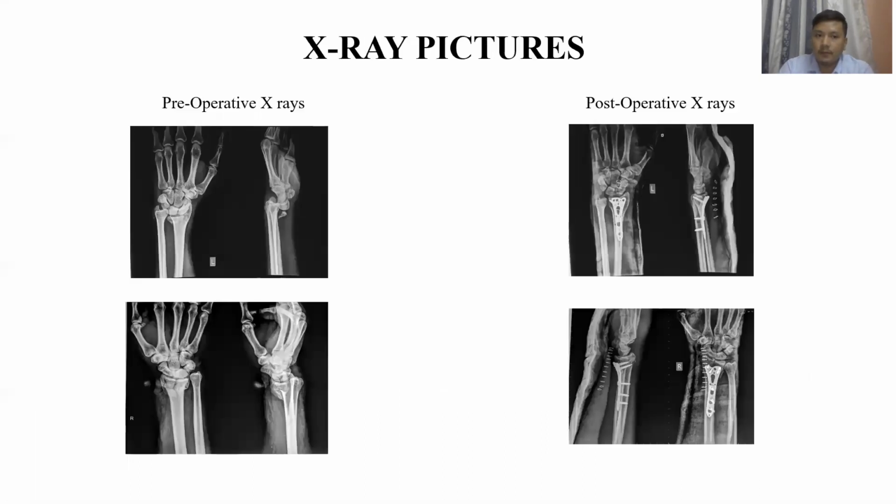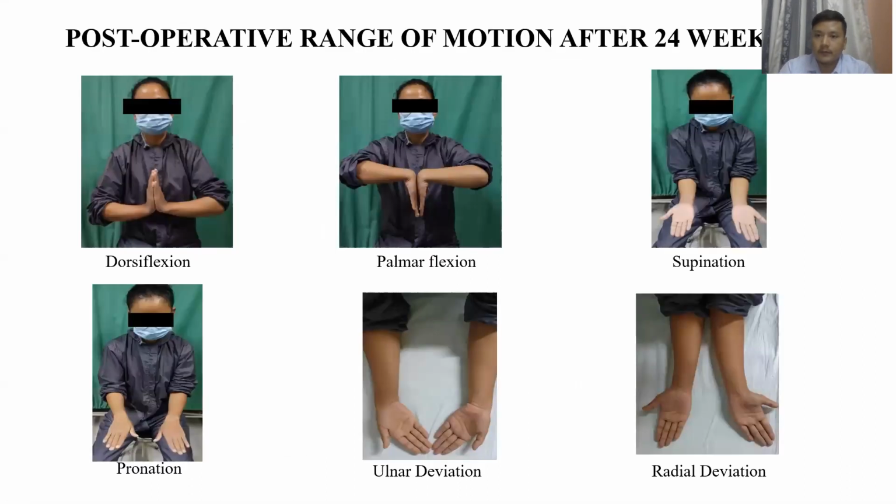These are preoperative and postoperative X-rays. This is the functional outcome of the patient at 24 weeks with good dorsiflexion, palmar flexion, supination, pronation, ulnar deviation, and radial deviation of the wrist.